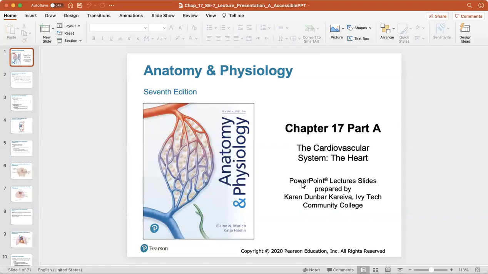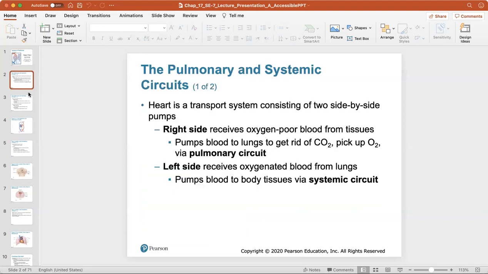Hi class, and welcome to chapter 17, which will be on the heart, a little bit of the anatomy of the heart, and then the electrical changes in the heart. This chapter is divided into two parts, and we'll get through two parts in this video today. So a little bit about the heart and a review from anatomy.